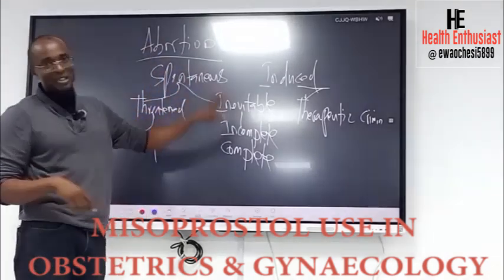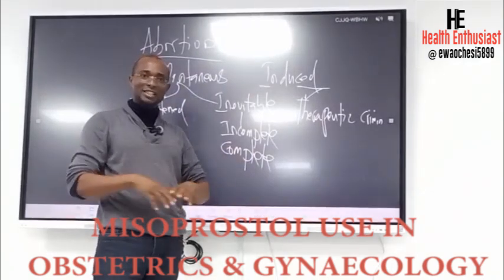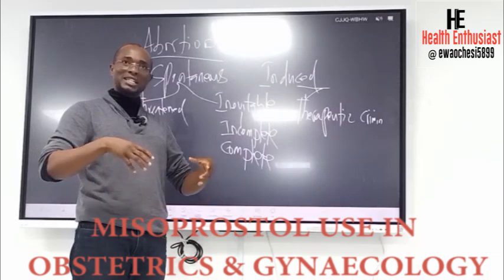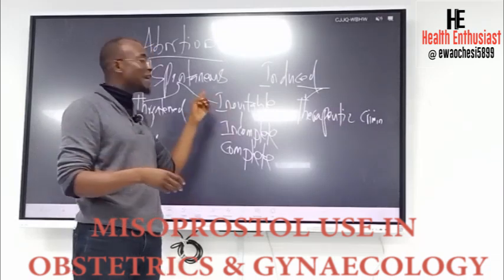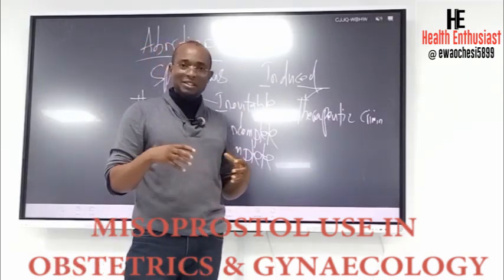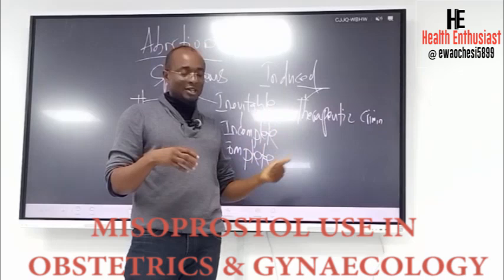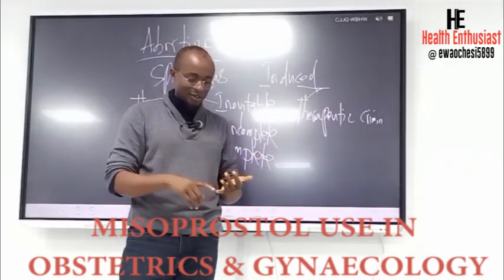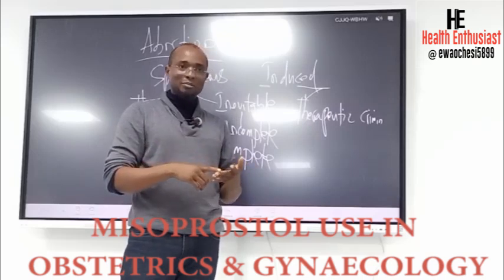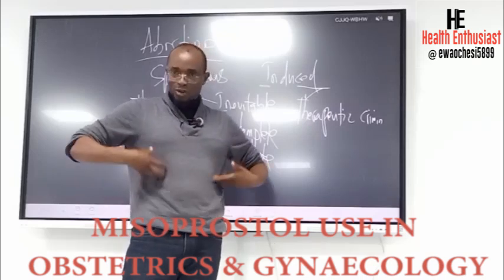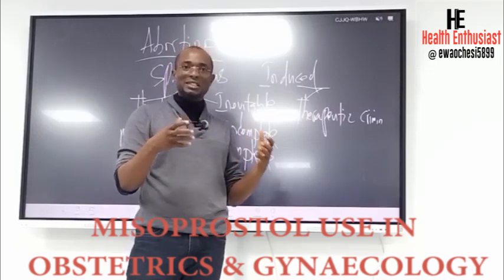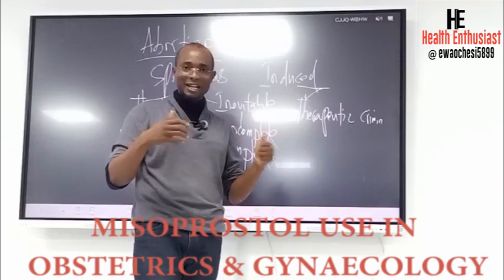Now, let me walk you through this. When we say something is spontaneous, it happened naturally. It happened unaided. So it is the expulsion, of what? Pregnancy before fetal maturation, and it happens naturally or unaided. However, there are some predisposing factors that can lead to spontaneous abortion. We talk about chromosomal aberration. We talk about hormonal dysfunction or hormonal imbalance. We talk about abnormal sperm cells. We talk about abnormal womb. All these are predisposing factors that can lead to spontaneous abortion, though it happens unaided, it happens naturally.